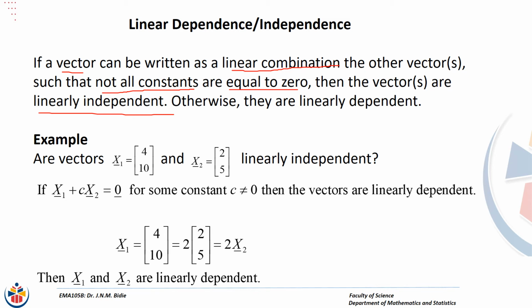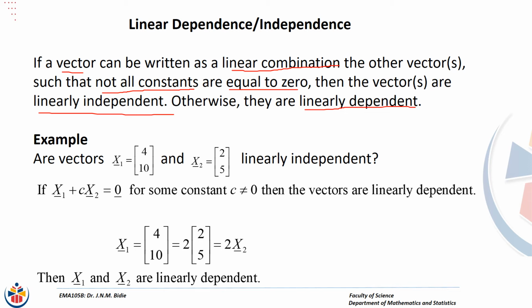But if you discover that the only solution that you can get is that all the constants must be equal to 0 in order for it to work, then we say it's linearly dependent. In layman's terms, what I can simply say is that if one vector can be written as a scalar multiple of the other vector, then it means they are linearly dependent. If you cannot write one vector as a scalar multiple of the other, then they are linearly independent.